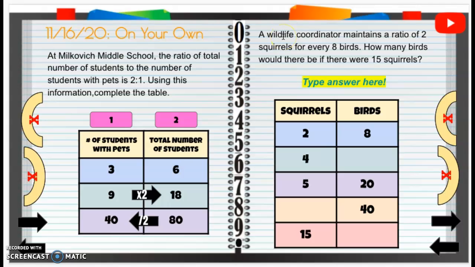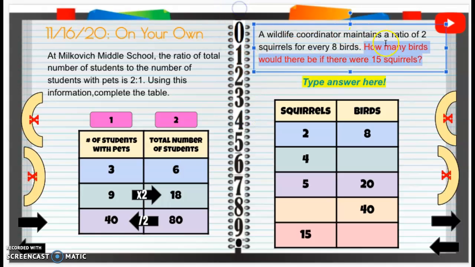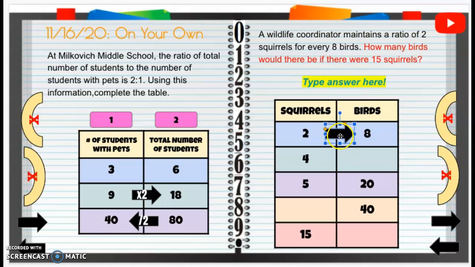All right, let's take a look over here. A wildlife coordinator maintains a ratio of 2 squirrels for every 8 birds. How many birds would there be if there were 15 squirrels? So there's our question. Our squirrels here, how do I get from 2 to 8? 2 times what is 8? I know 2 times 4 is 8. So then what's the opposite of multiplying by 4? Dividing by 4.